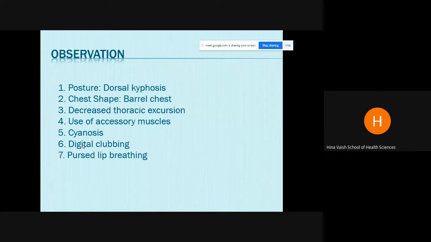And these patients, because they have difficulty in the expiratory phase, find it difficult to eliminate the air out. So they automatically, at times, start doing pursed lip breathing. These are the things you will observe under observation.